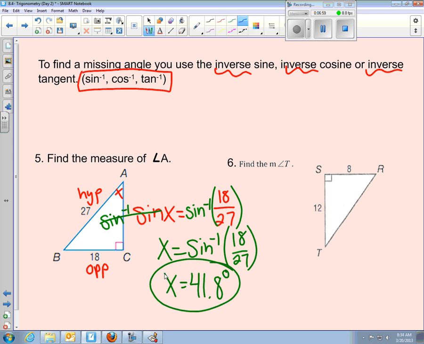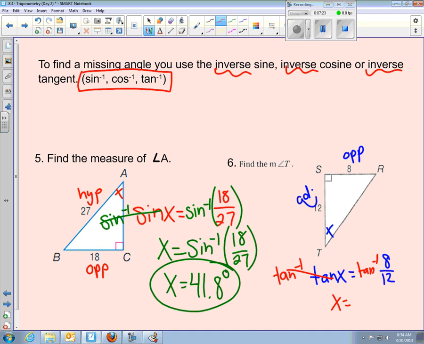Let's take a look at number 6. It says find the measure of angle T. Well, T, let's put an X in there. We have our opposite and our adjacent. So that's going to mean we're going to use tangent of x equals, remember, we'll leave a little space, 8 over 12. Well, sine and inverse sine are opposites, so tangent and inverse tangent are opposites.